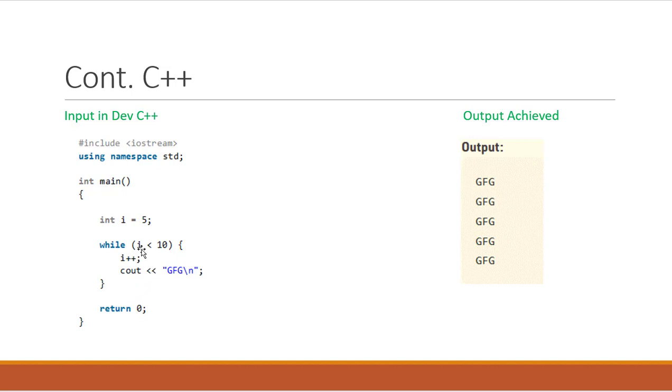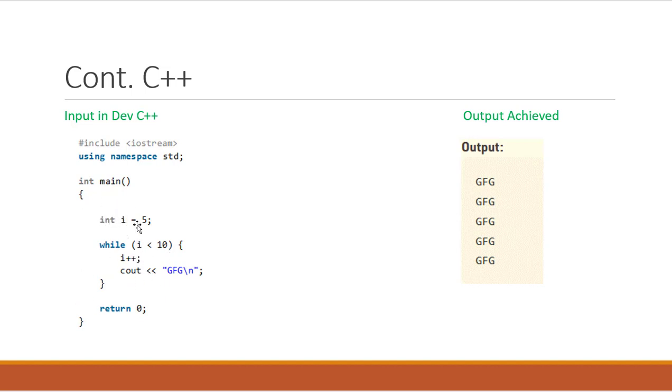So once that is done, 5 is less than 10, the program will not go outside. It will loop. Loop means repeat. You repeat until the condition is false. So this statement will loop.